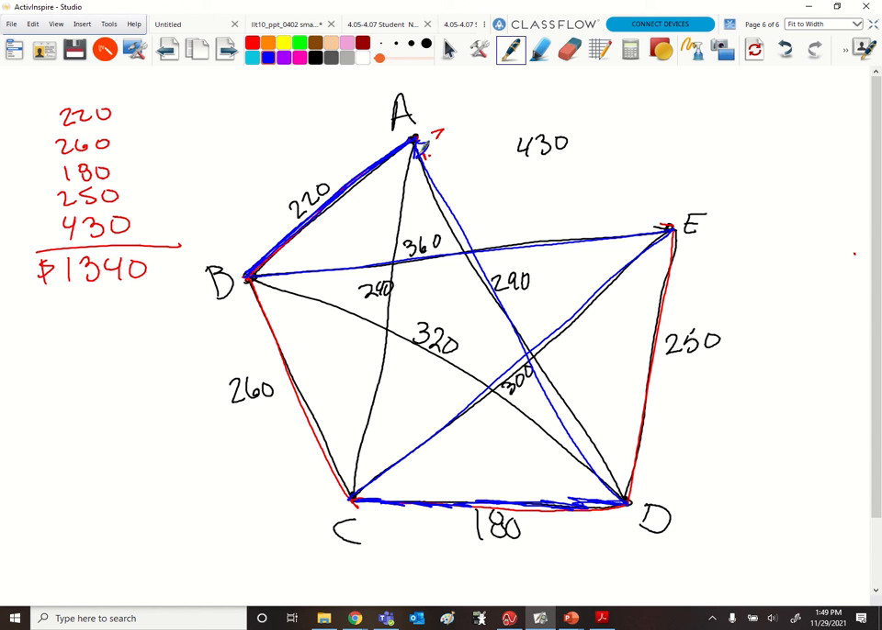So Kyrie says A to B, which came out to be 220. B to E, which is 360. I was trying to avoid that, but I don't think we could. The next one would be E to C, 300. C to D, 180. And D to A is 290. 1350.